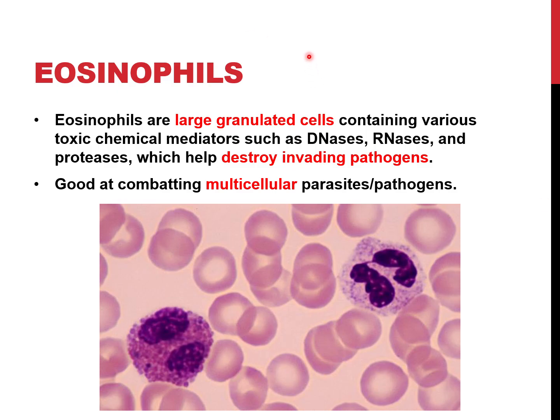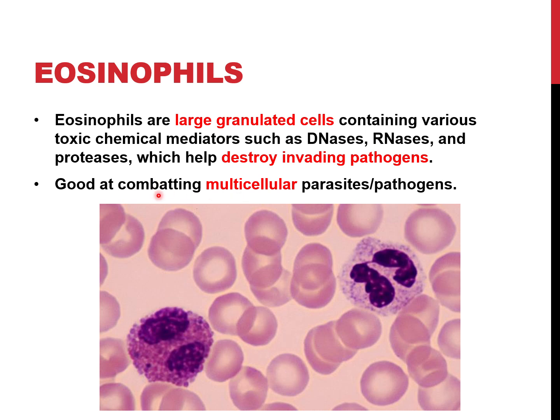All right, our next cell is the eosinophil. Okay, interesting name, but what are they? They're large granulated cells containing various toxic chemical mediators such as DNases, RNases, and proteases. Again, they are all, as we should know, enzymes. Okay, anything ending with ase is an enzyme. So breaking down DNA, breaking down RNA, breaking down proteins. Of course, what's that inclusive of?